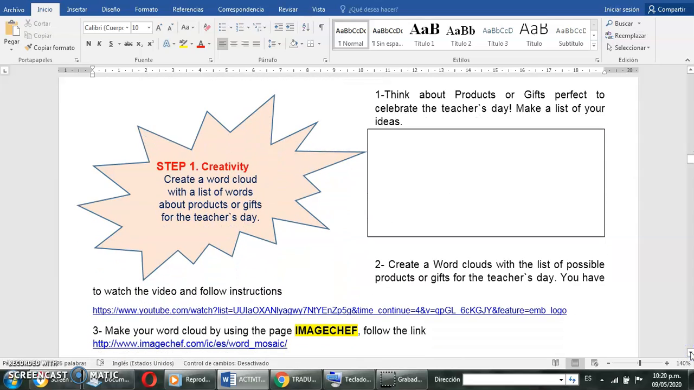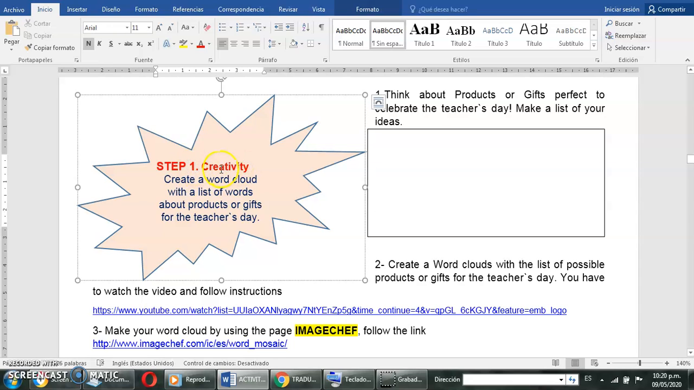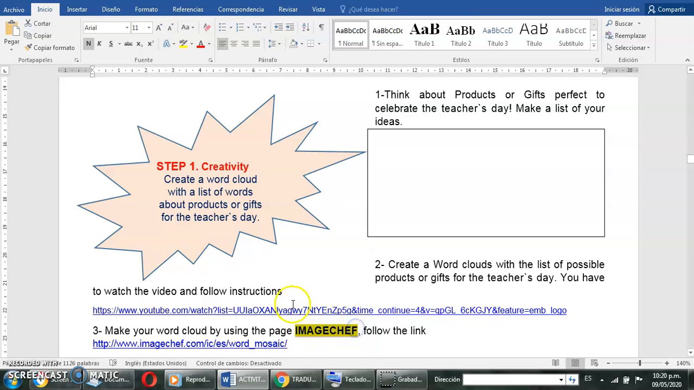and check it. The step number 1 for the final project is creativity. The idea here is that you have to create a word cloud with this application, Imagechef. You have to go to these links. In these links, I'm going to explain how you have to use this and create your word cloud.